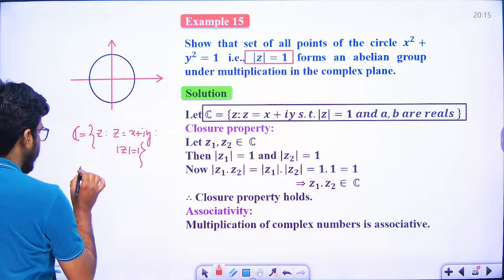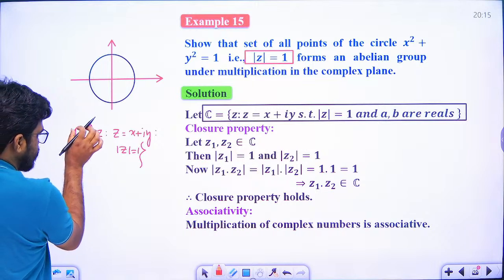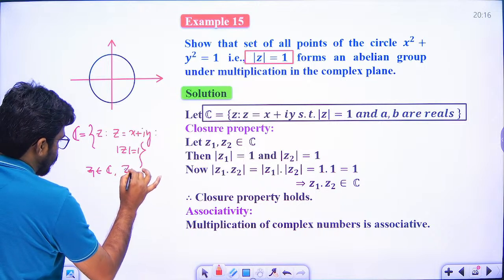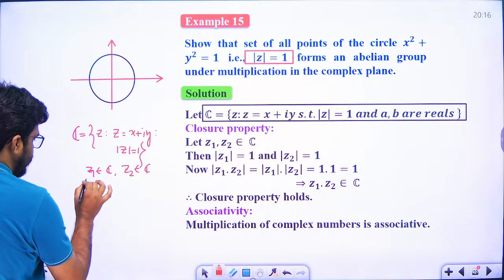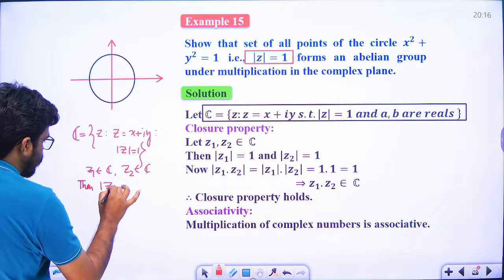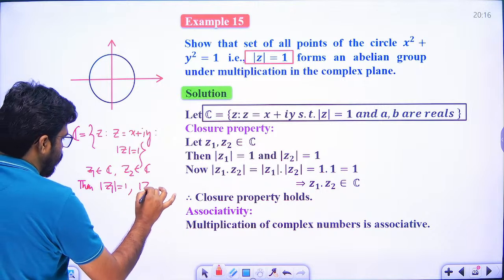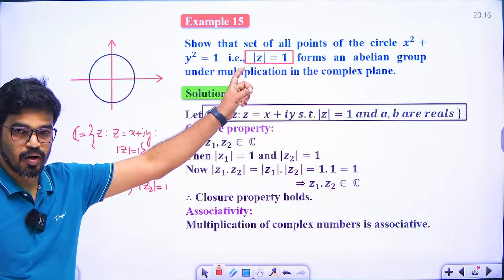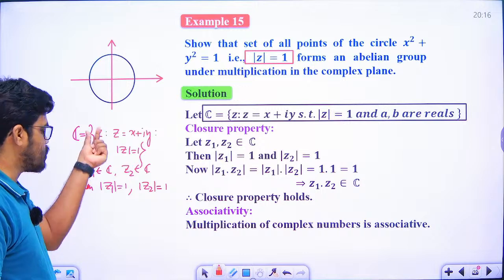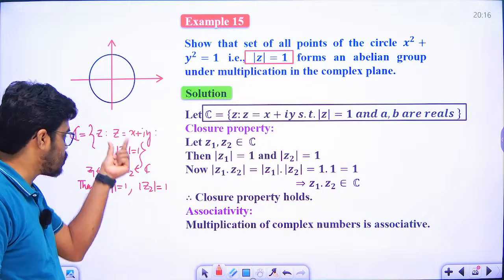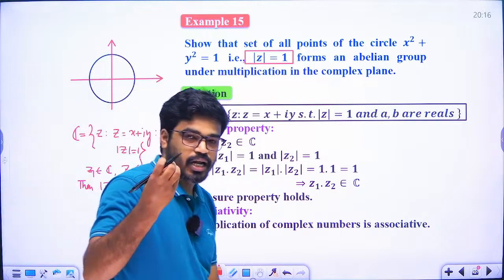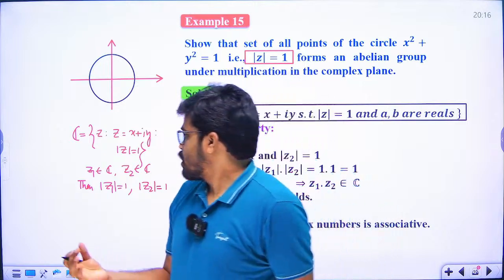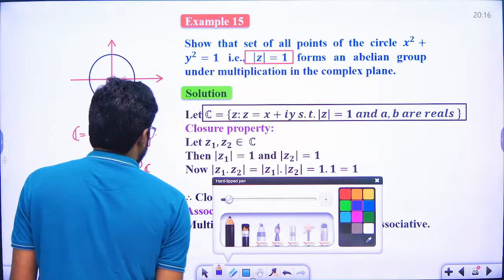So we consider two elements from this set. Let Z1 belong to C, Z2 belong to C. Then obviously modulus Z1 is equal to 1, modulus Z2 is equal to 1. It is given that modulus Z is equal to 1. So Z1 belongs to C, and Z2 belongs to C, that is modulus Z2 is equal to 1. So what is our target? Our target is to show that Z1 dot Z2 belongs to C.